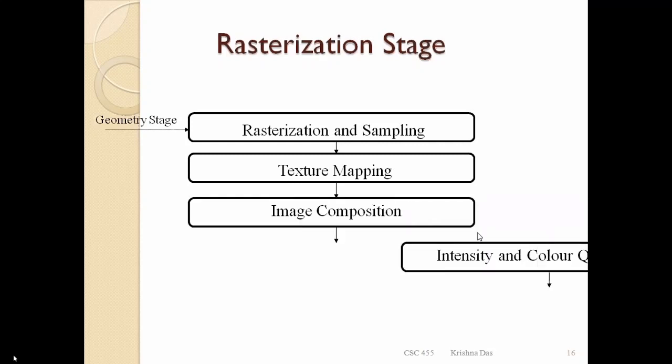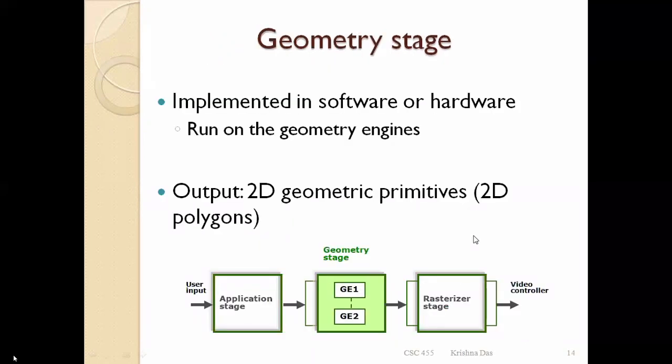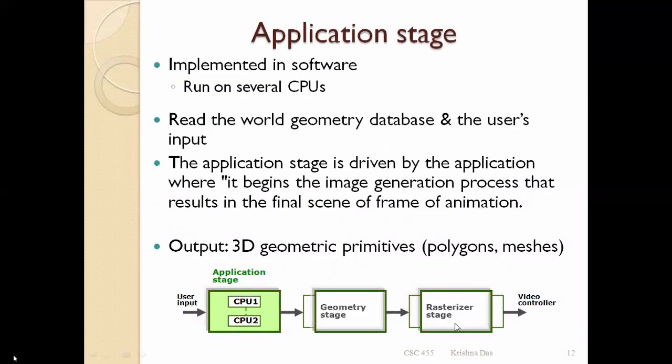So the three stages again: the application stage, the geometry stage, and then the rasterization stage. You pass your code or input, whatever you have, and then the object is created. You take those objects and apply all the activity for changing the viewpoint and so on, and then finally you give it for pixel based definition, and the pixel based definition gives the signal to the video controller to show it on the screen.